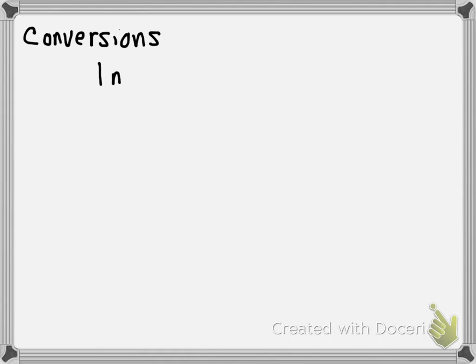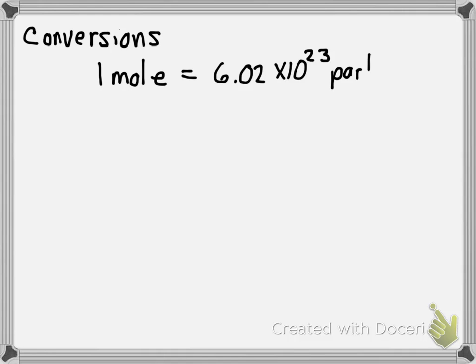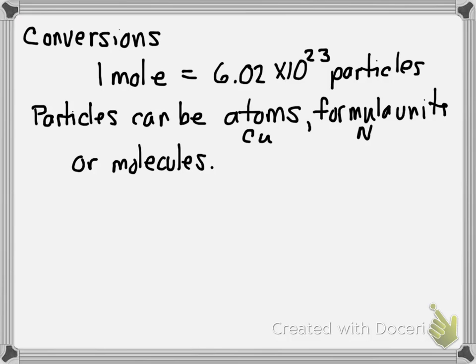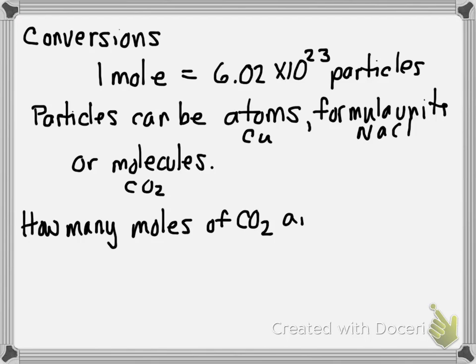So we are, of course, going to use conversion factors for these. This is the basic conversion factor so far: 1 mole of a substance is Avogadro's number, 6.02 times 10 to the 23rd particles of the substance. Particles could be atoms, formula units, or molecules, just the individual smallest pieces that you can get. So if it's copper, it's going to be atoms, NaCl formula units, carbon dioxide molecules.